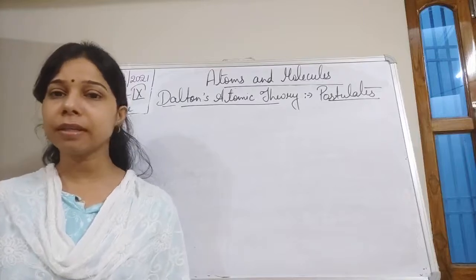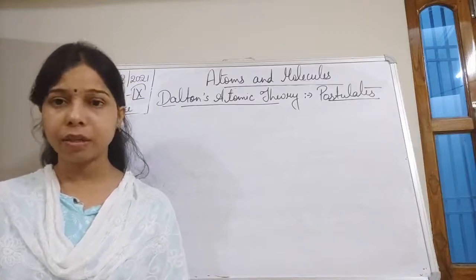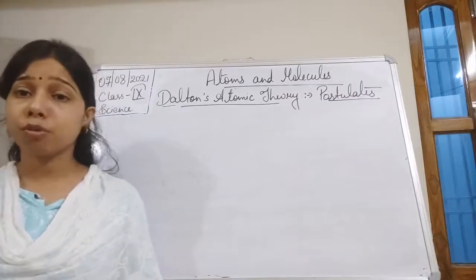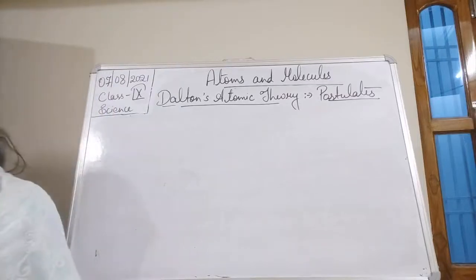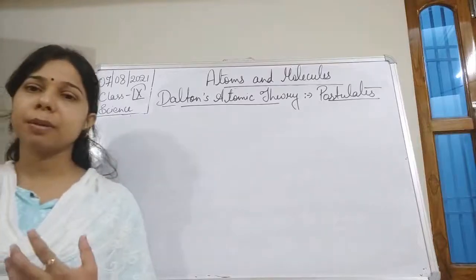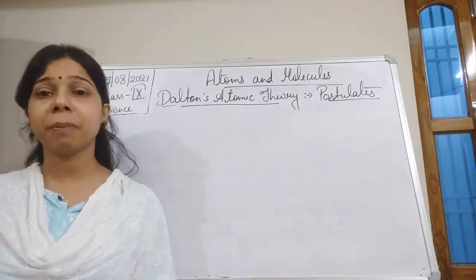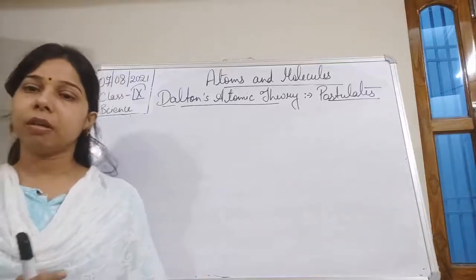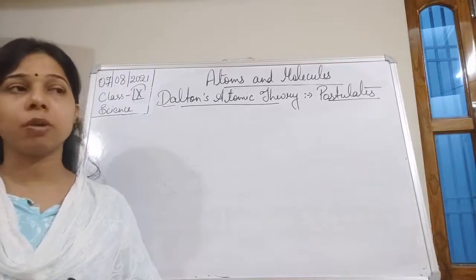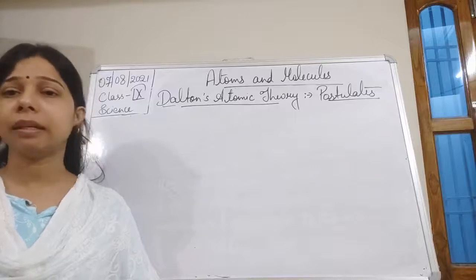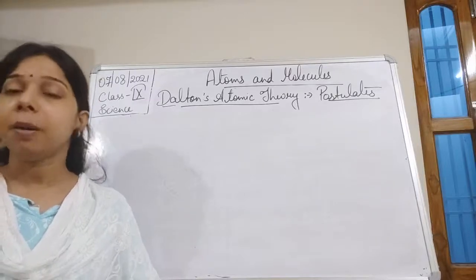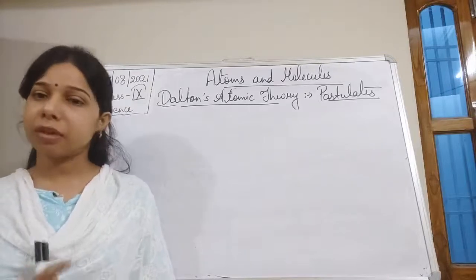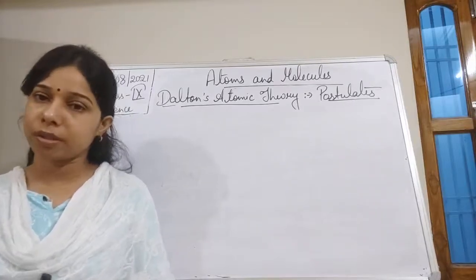First of all, he said that atoms are individual particles. Afterward, when the electron, proton and neutron were discovered, it disproved the postulate given by Dalton, that the atom is the smallest unit that cannot be divided further. Yes, it can be divided into electron, proton and neutron. So this is the first drawback of Dalton's atomic theory.